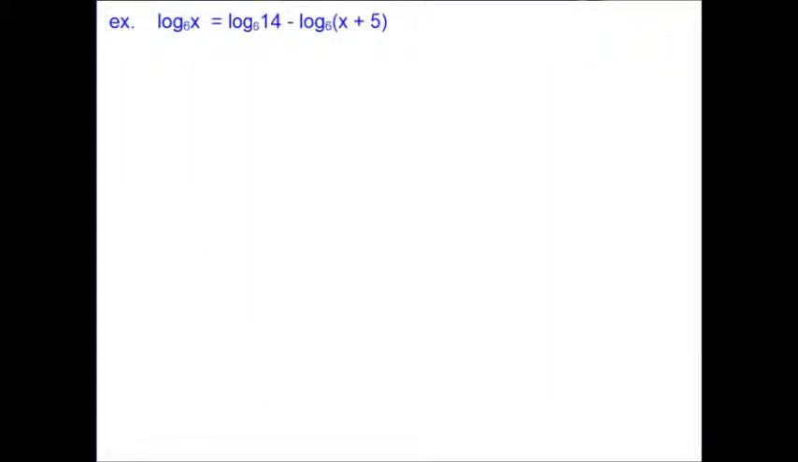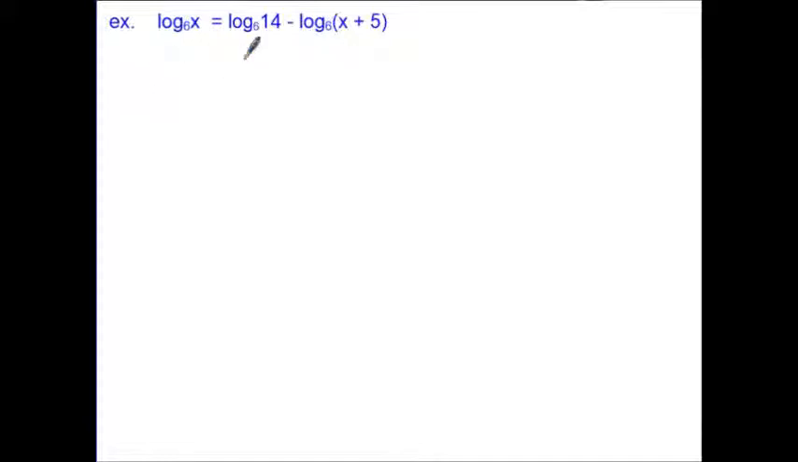Now we have a problem that looks very similar to the last one we just did. I'm actually not going to finish this one, but I want to give you a couple of options for doing it. The only real difference between this one and the last one is that the two logs on the same side of the equal sign have a minus sign between them instead of a plus. So you can handle this in one of two ways.